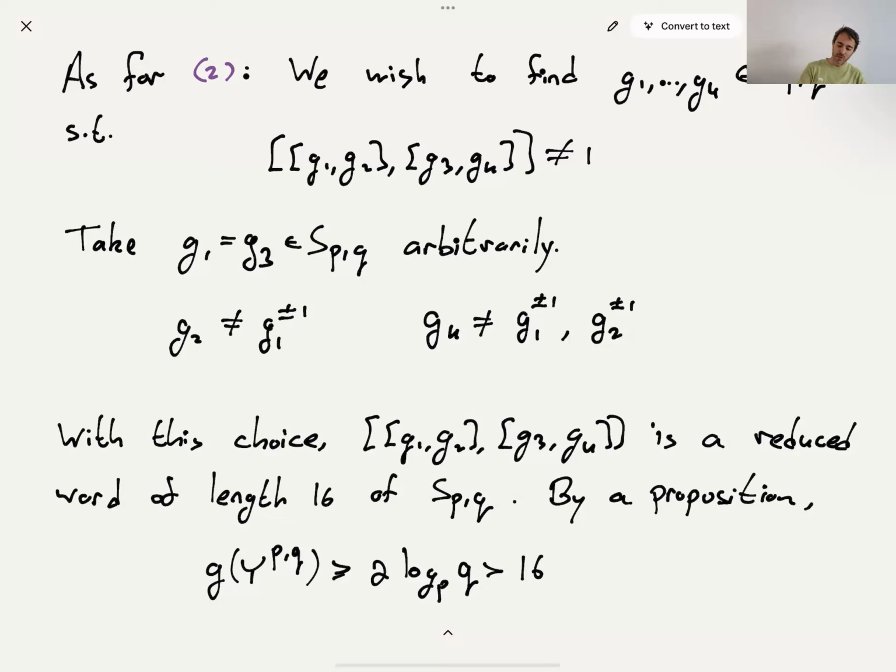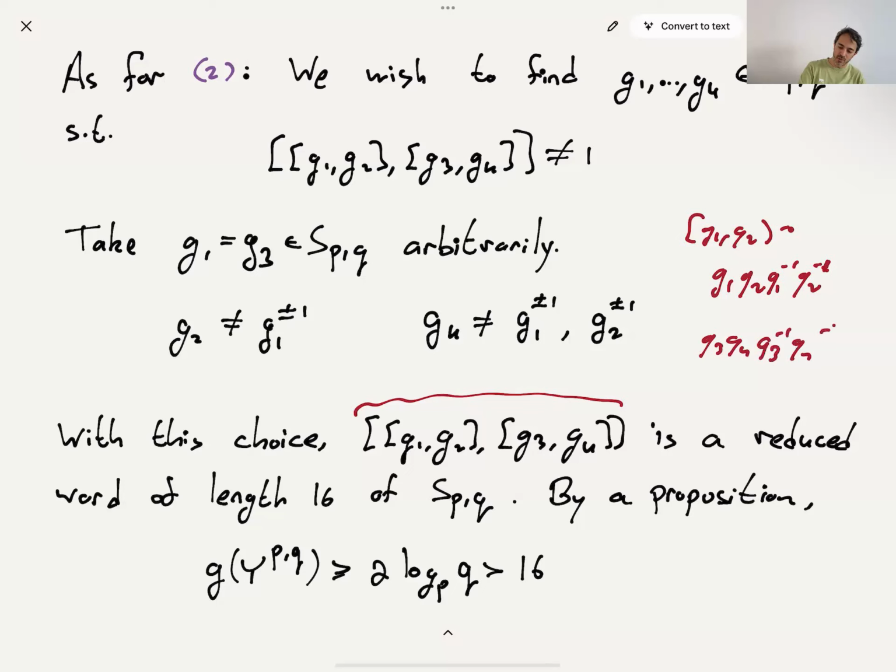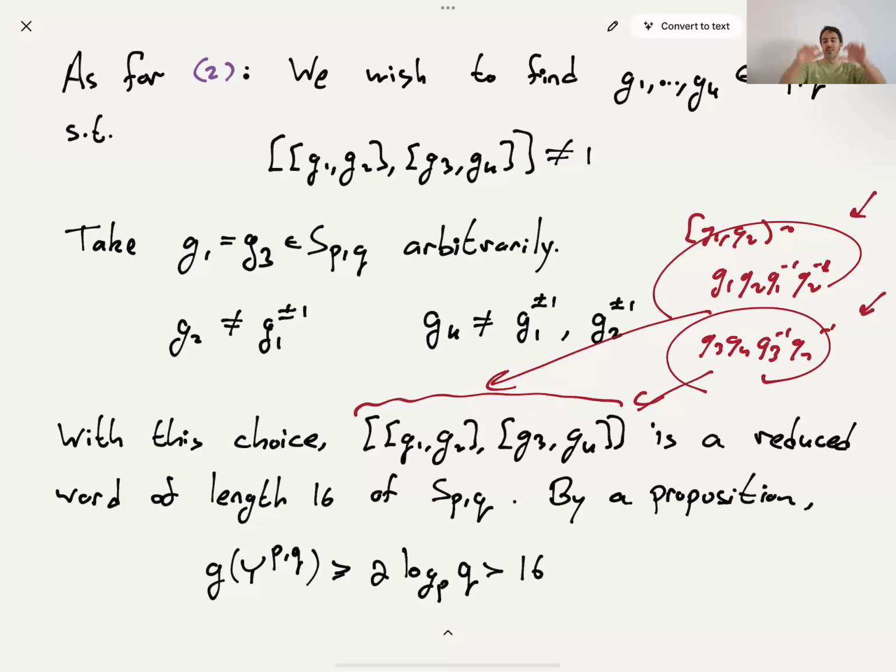And by this choice, if you just write this commutator, I'm just going to start to show you what's going on. This is G1, G2, G1 inverse, G2 inverse. And this is G3, G4, G3 inverse, G4 inverse. And now I need to write this and that, and this inverse and that inverse. Anyhow, we get a word of length 16. And it's a reduced word because you made sure there are no cancellations between consecutive elements. So you find a reduced word of size 16.